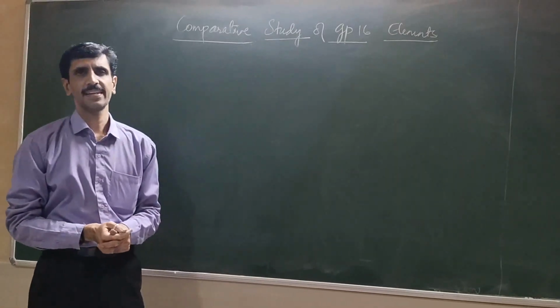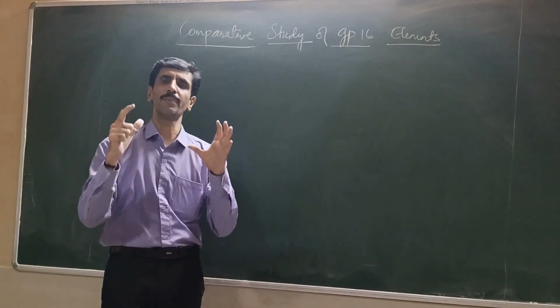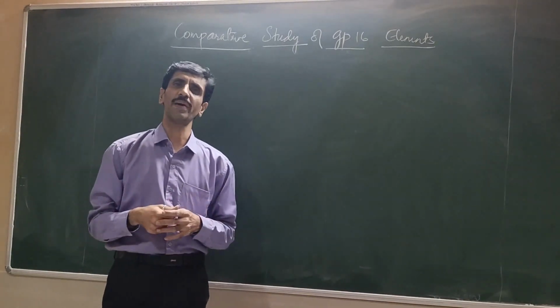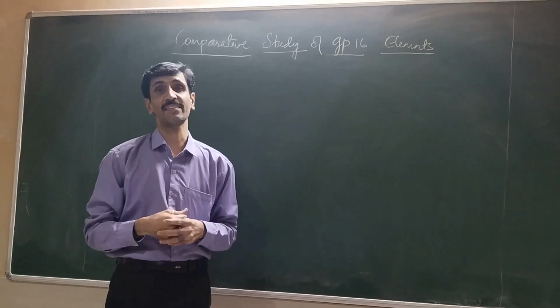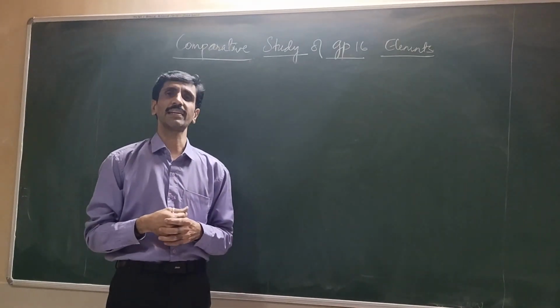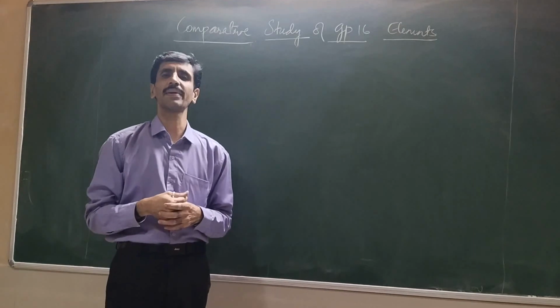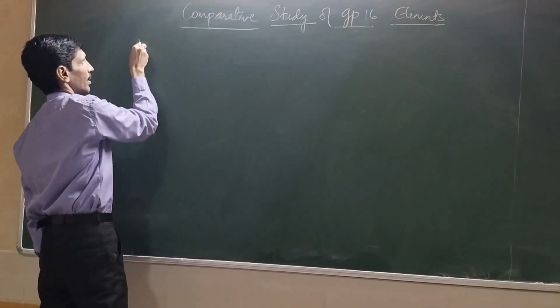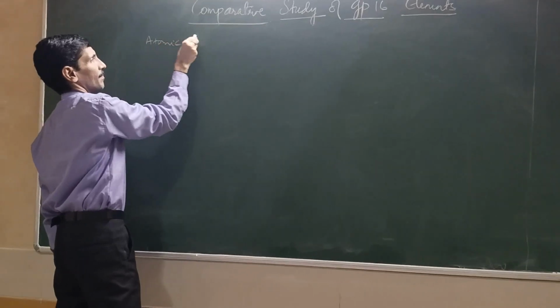Alright, my dear friends. Once we understand the basic information of the elements of group 16, we now move on to the next part, and that is physical properties. Okay? So we begin with the very first physical property is atomic size. Okay? So we go into atomic size.